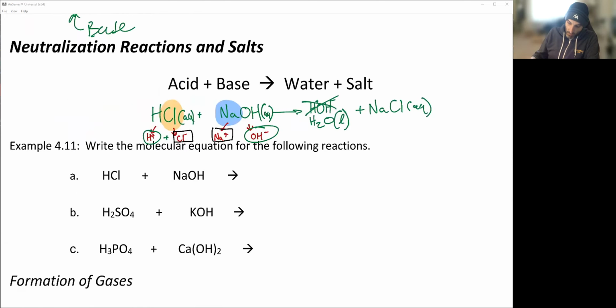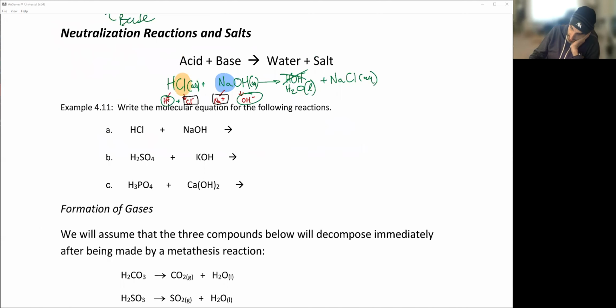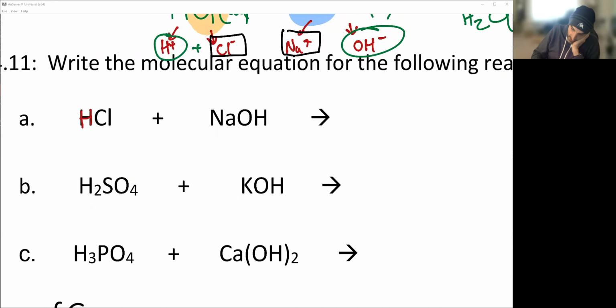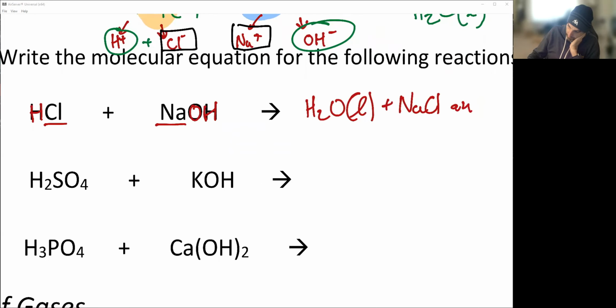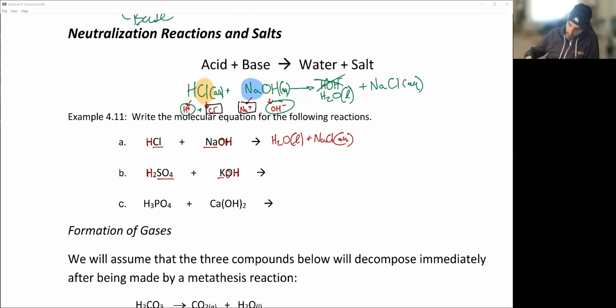Okay, so rewrite the reactions here. What do we end up with? What you always do is, if we just focus on H and OH, your salt is always going to be what remains. So H2O liquid plus NaCl aqueous. We can do the same thing for this one. H and OH are going to combine together to give me water. That means my salt is going to be the ions that remain. Okay, good. So do the rest of those.